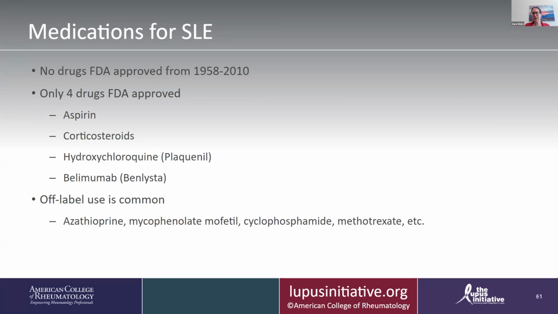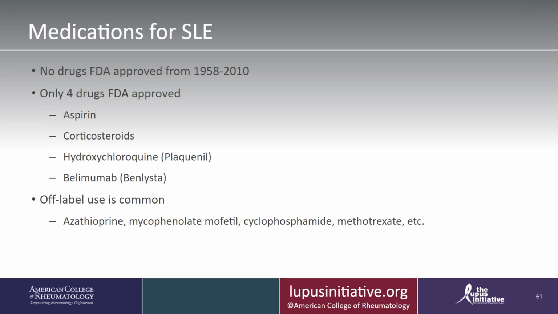Why is this? This is because lupus is so different. How do you do a trial when some people's kidney disease improves, and sometimes their rash improves, and sometimes their cytopenia improves? There are 4 drugs that have been approved by the FDA: aspirin, steroids, hydroxychloroquine, and belimumab.